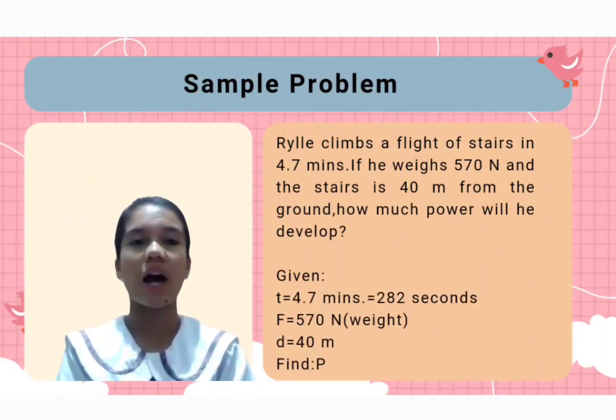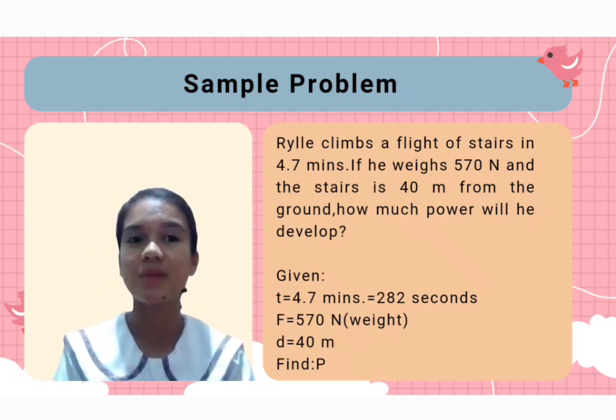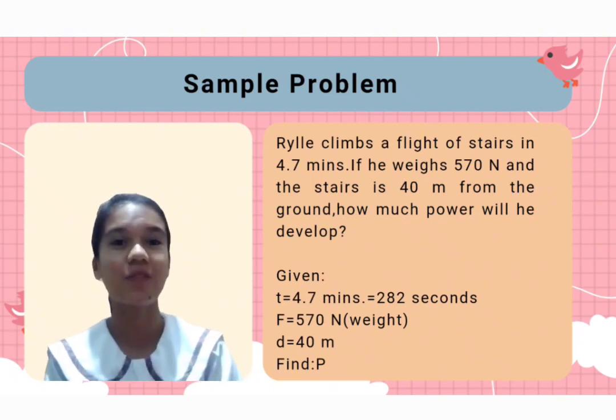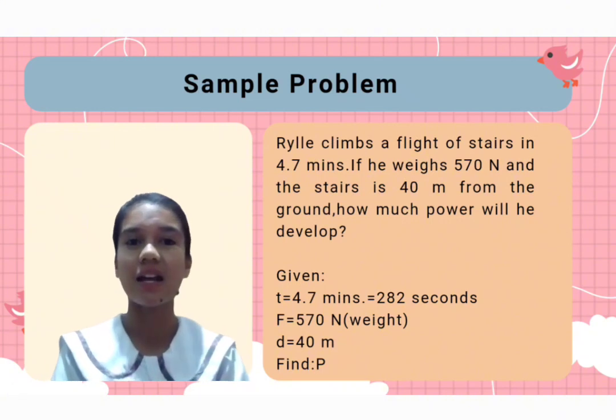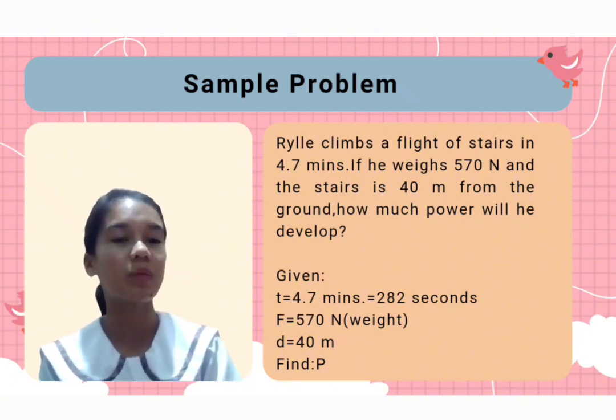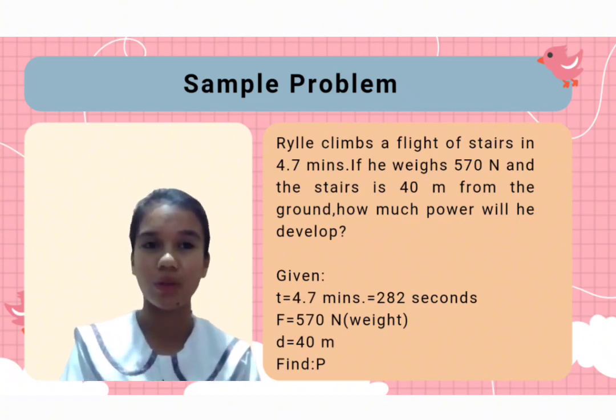Now we will learn how to solve for the power. And I've got one problem. So Brylle climbs a flight of stairs in 4.7 minutes. If he weighs 570 newtons and the stairs is 40 meters from the ground, how much power will he develop?